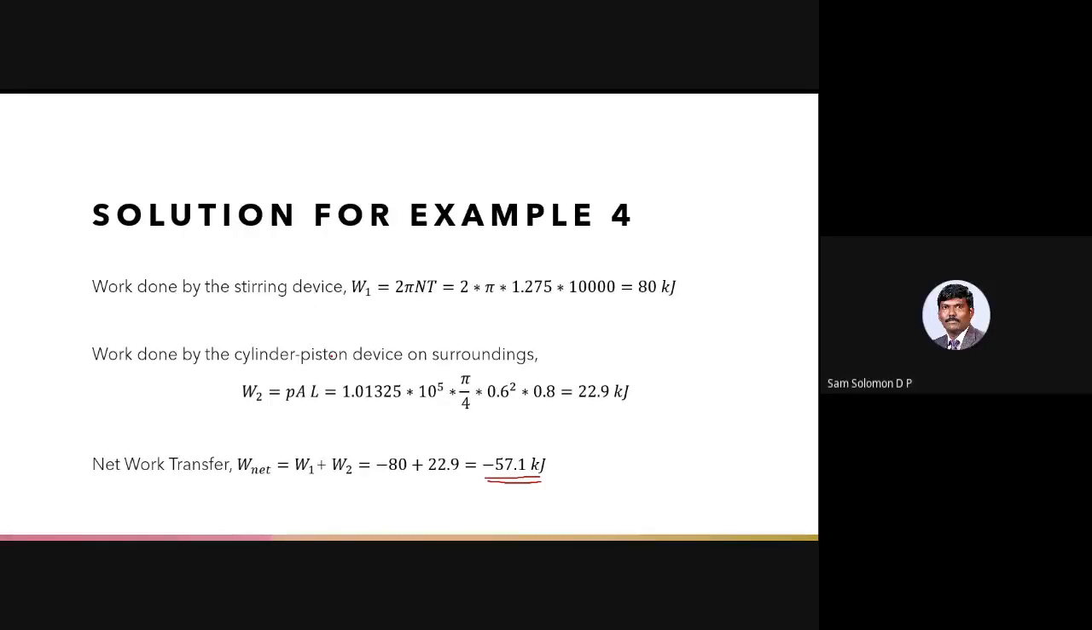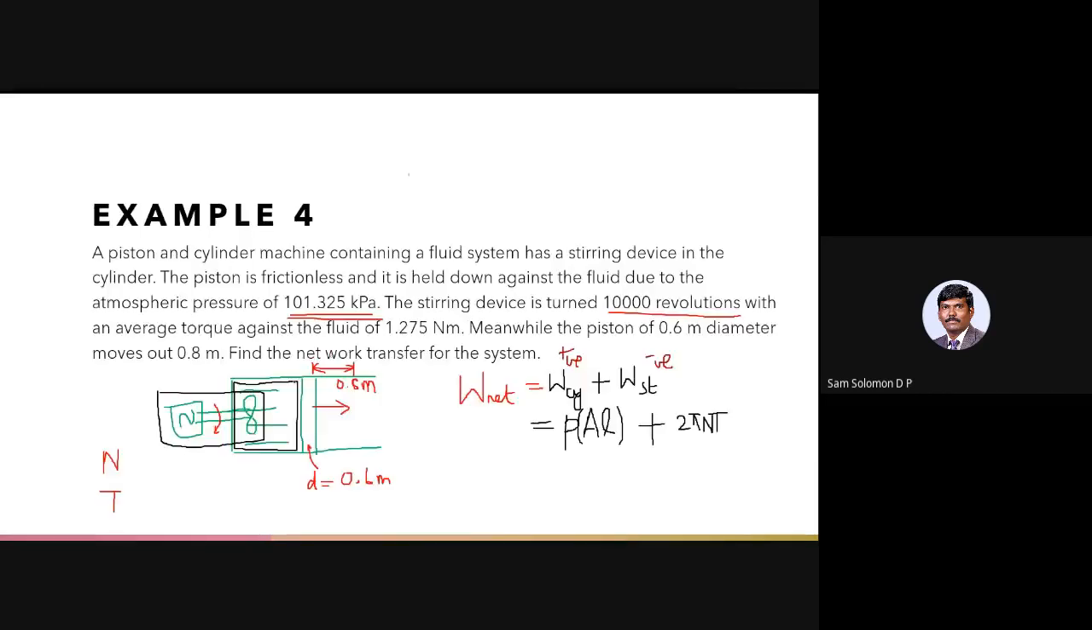Yes, sir. But how are we saying that in each case we should consider the fluid or working thing into consideration? See, which is the system here? Here the system is the cylinder piston device, right? Yes, sir. In the previous case, the cylinder piston and the steering device. Okay, in the previous case, it was the balloon and the bottle.